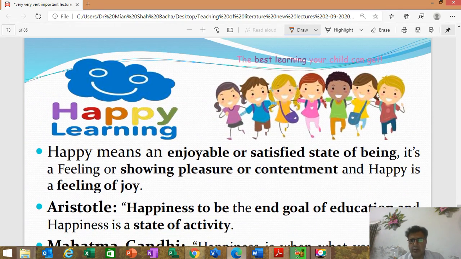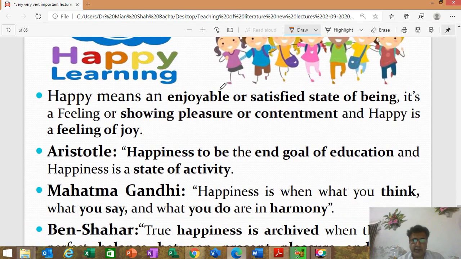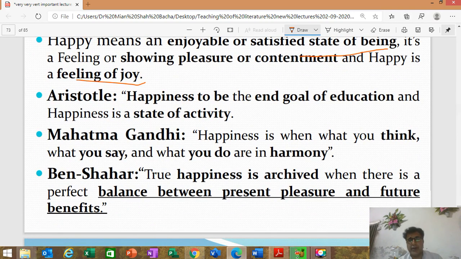And then we can see what happy learning is, and indeed this is a concept which we should try to understand. Happy means an enjoyable or satisfied state of being. It is feeling or showing pleasure or contentment, and happy is a feeling of joy. Aristotle defines happiness to be the end goal of education. Remember, happiness is the end goal of education, and happiness is a state of activity.